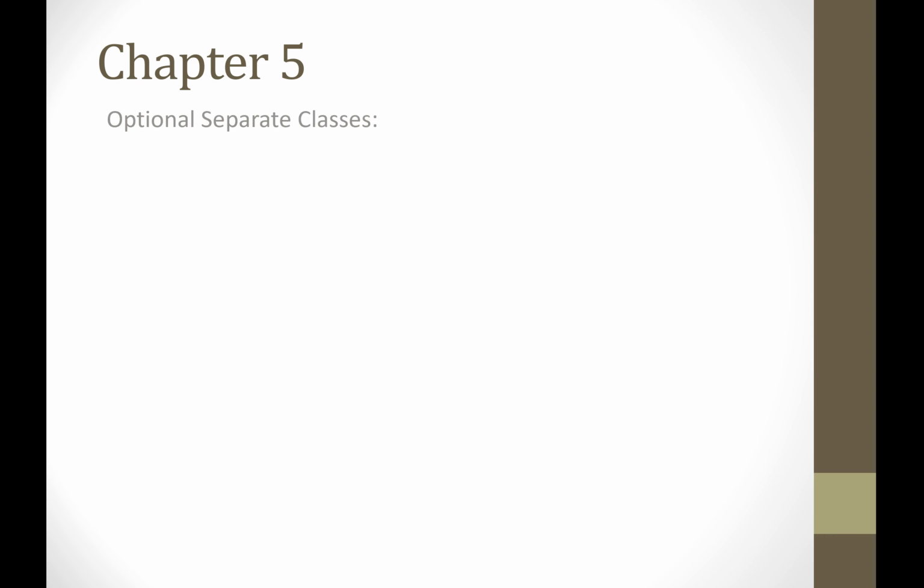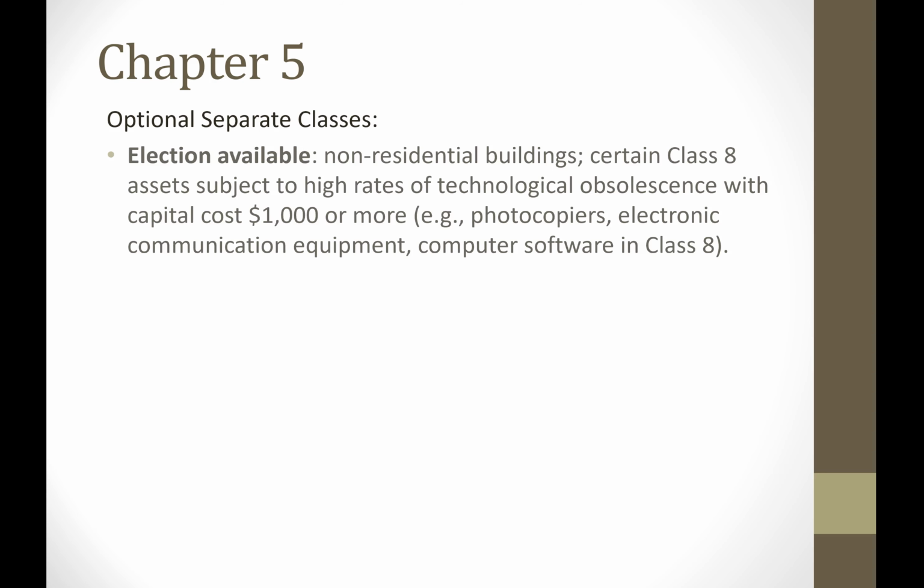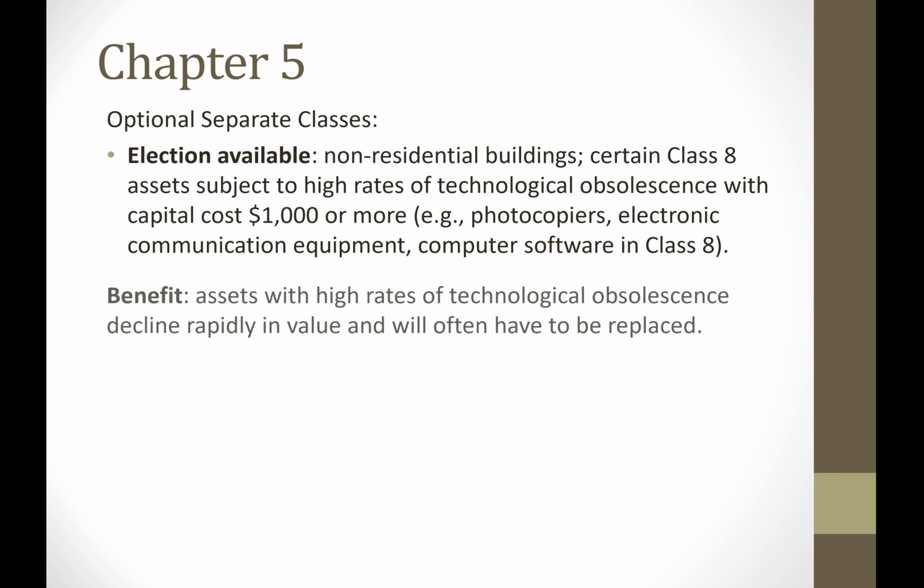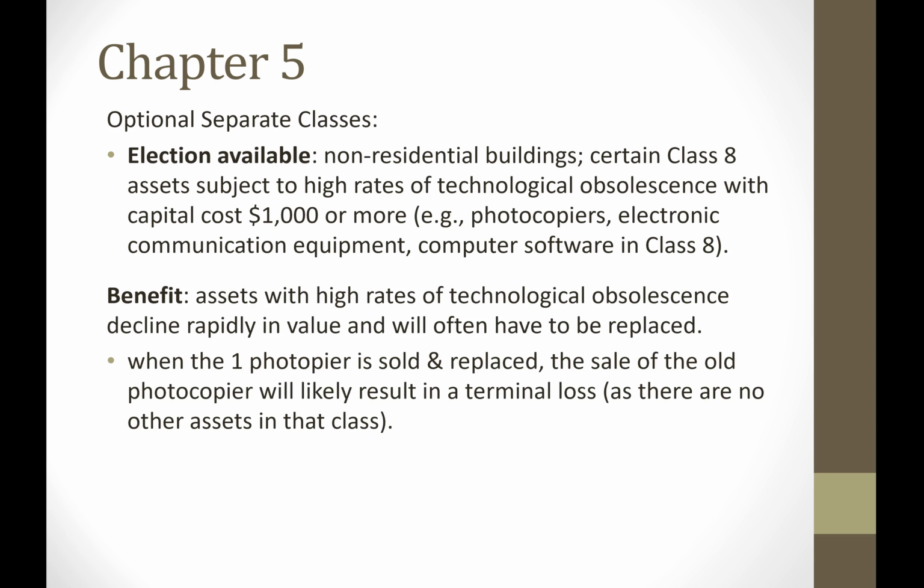Moving on to the next slide, there are also situations where a company could opt to put assets into separate classes. Now, this is available for non-residential buildings and also certain Class 8 assets. The reason that's available for certain Class 8 assets, specifically ones that are subject to high rates of technological obsolescence, is that if they separate those assets into separate Class 8s, when they sell one of those assets, they would be able to claim the terminal loss. And so once again, these are just some additional topics that are listed in Chapter 5, so make sure you read these additional topics on your own.